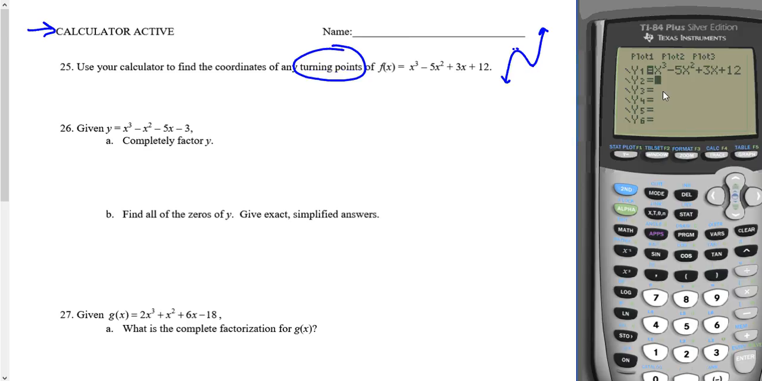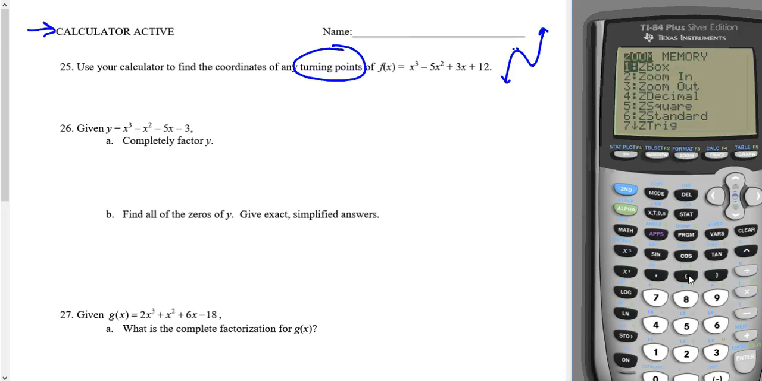I'm going to put that into my y equals over here, and then I'm going to try a standard window and hope that looks good. So I'm going to go to zoom 6 for standard, and I look at my picture. Now, I can't see any top to this peak over here, so I'm just going to zoom out maybe a little, or I could change my view window, either way. But now, oh, that doesn't really look so pretty. Let me go back to my window instead.